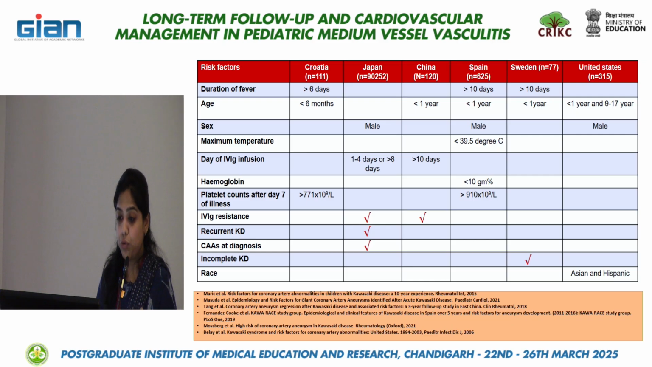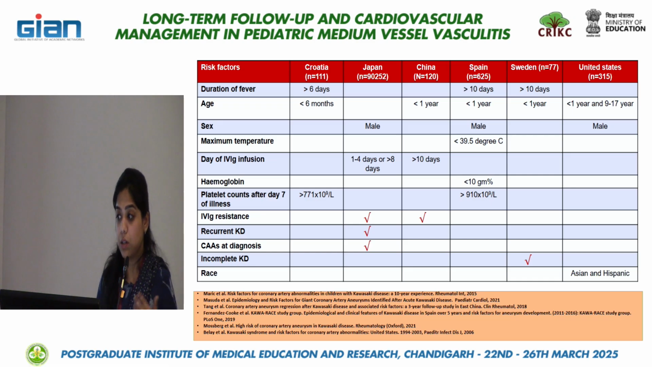There are a few factors which are common, including the duration of fever, more than 6 days, in a few studies more than 10 days, and definitely age, like I said, less than 1 year is a risk factor, and also the higher age group is a risk factor. The day of IVIG infusion, the delay in IVIG infusion, definitely increases the risk of coronary artery abnormalities. And hemoglobin less than 10 has been found to be a risk factor for giant coronary artery abnormalities.